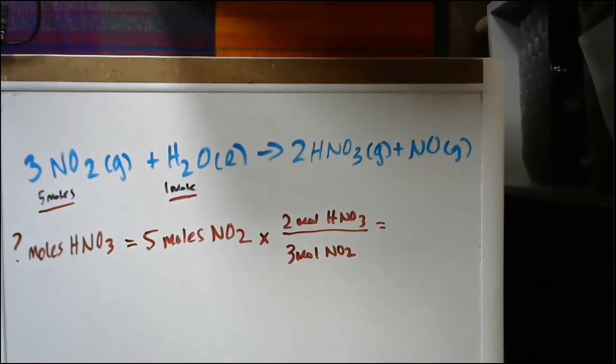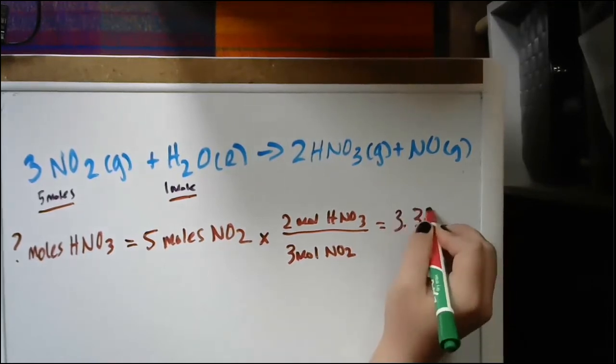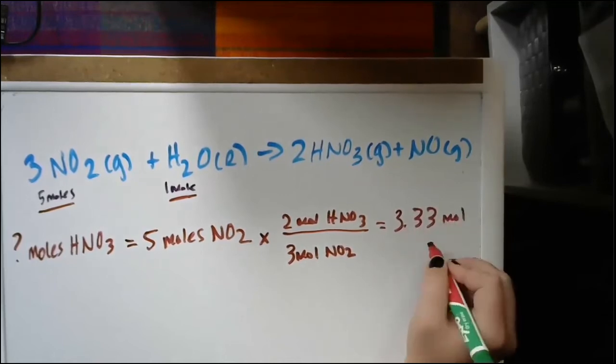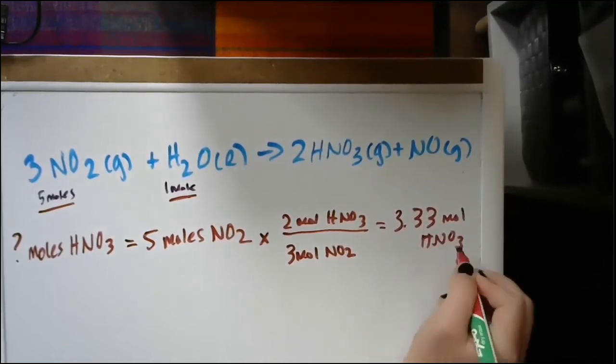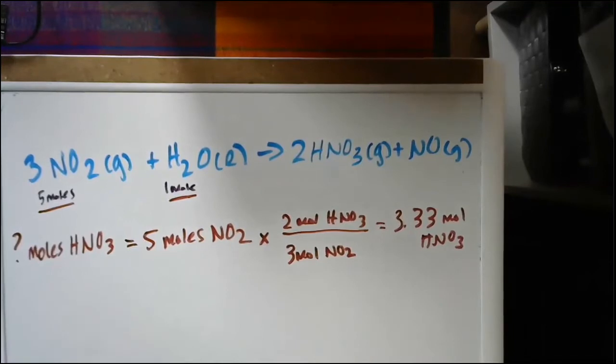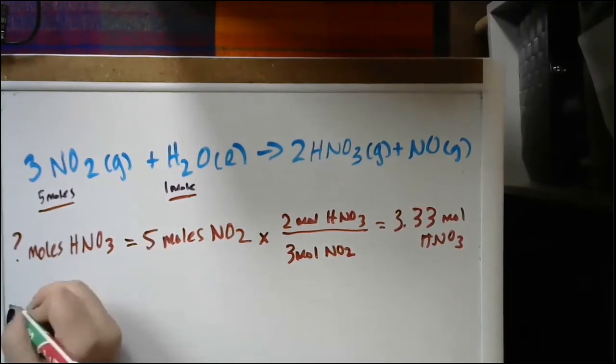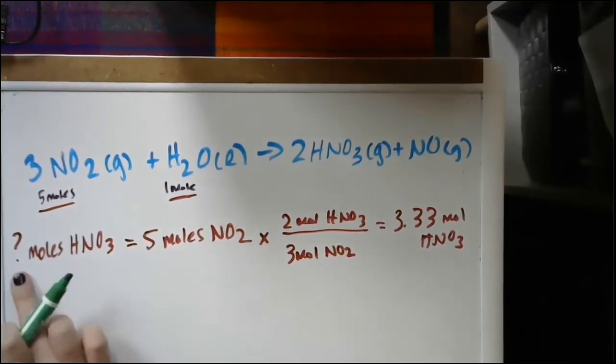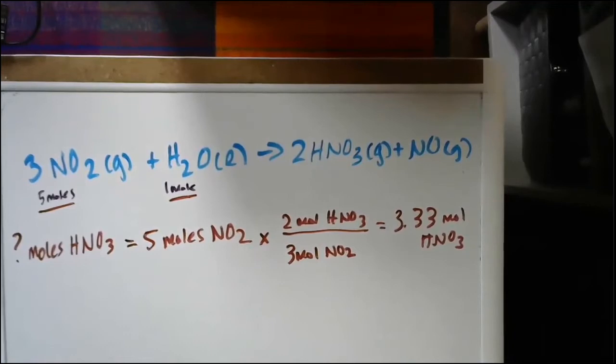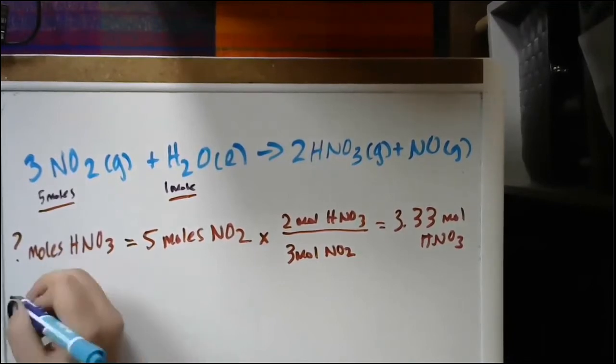So 5 times 2 divided by 3, that's 3.33 moles of HNO3, okay? Next step, I'm going to do the same exact thing, but I'm going to do it for the H2O. Ooh, that's far too late. I like to do different colors so that we can keep the steps clear.